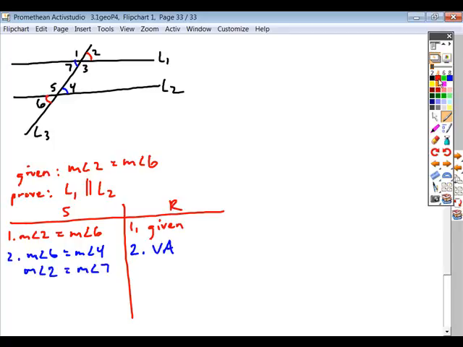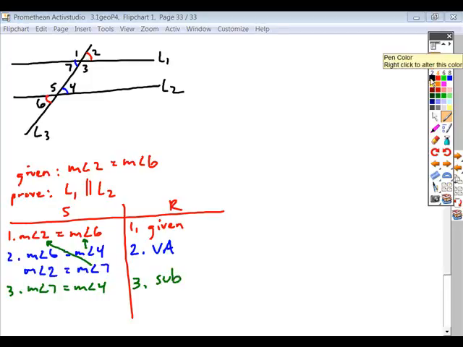And then once we do this particular step, what we can state is, if we take this equation, what can we replace angle 2 with? Angle 2 is equivalent to angle 7. And what can we replace angle 6 with? Angle 6 can be replaced with angle 4. So again, what we did here was we simply substituted these values in.